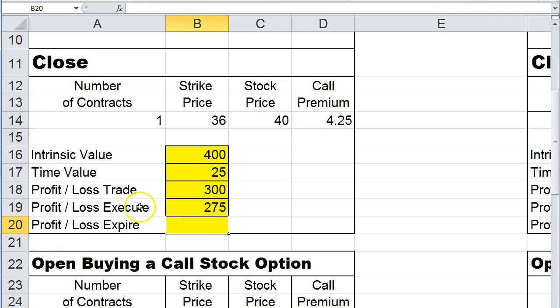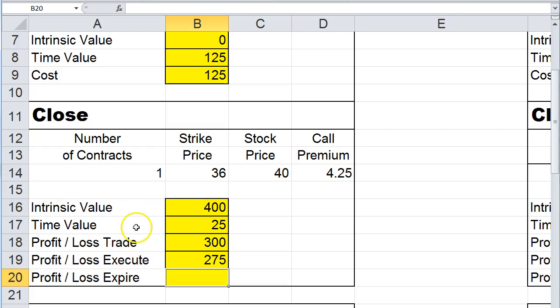Now, I can also let the contract expire. So just like if you paid $3 for a gallon of milk, you didn't touch it, the gallon of milk expired, how much money did you lose? You lost what you paid for the milk.